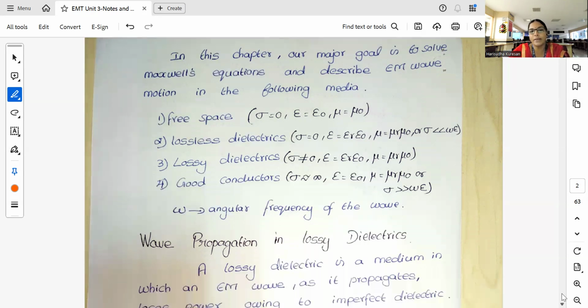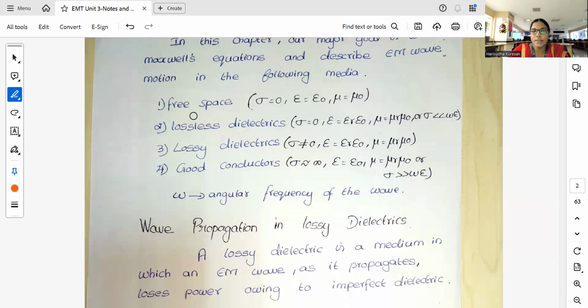There are four mediums: free space, lossless dielectric, lossy dielectric, and good conductors. In free space, we have three parameters. One is sigma, which is the conductivity. Epsilon is the permittivity, and mu is the permeability. For free space, your sigma value will be equal to 0, your epsilon will be equal to epsilon naught, and mu will be equal to mu naught.